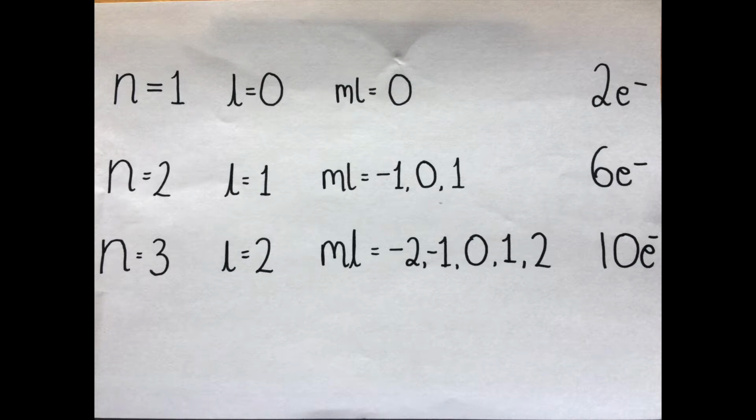To work out for the n equals 4 shell, you would have to also include the orbitals that come with L equals 3. These are f orbitals.